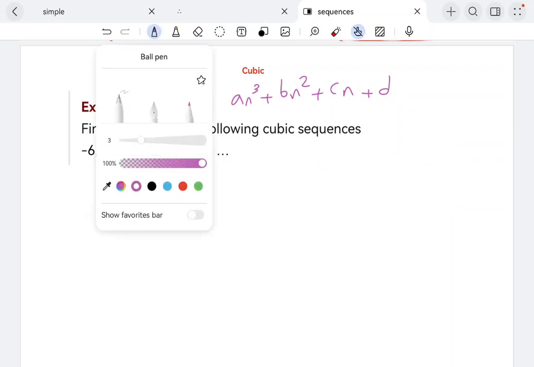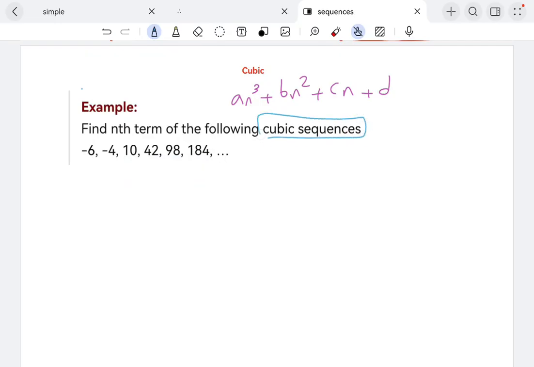Now let's find this first difference. I told you here it's a cubic sequence, but in the extended exam, it doesn't say. You need to figure it out. From negative 6 to negative 4 is plus 2, and don't forget, you can use a calculator. From negative 4 to 10 is plus 14. From 10 to 42 is plus 32. From 42 to 98, you can subtract: 8 minus 2 is 6, 9 minus 4 is 5, so 56.